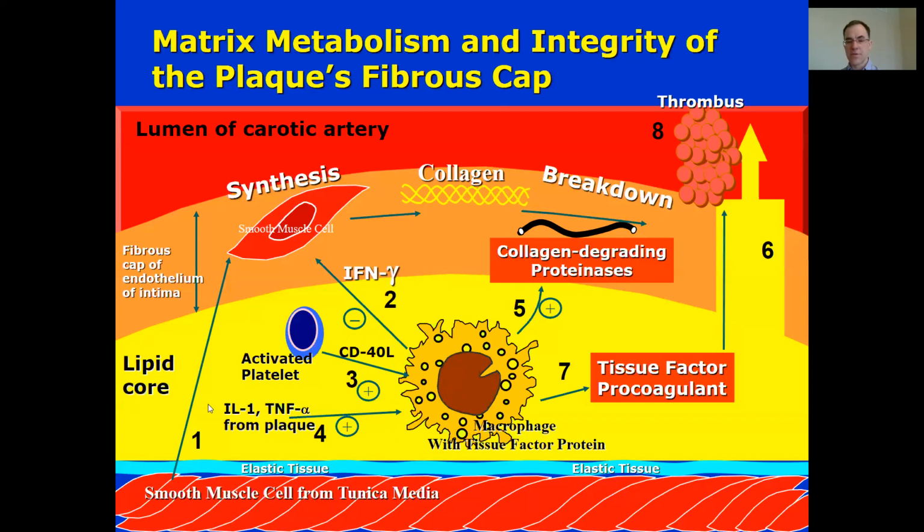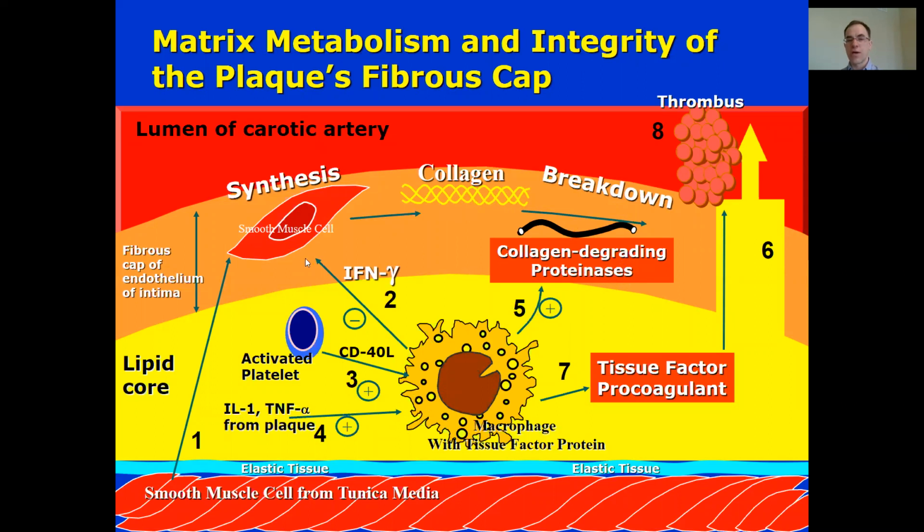At the same time, the plaque itself is also going to release cytokines IL-1 and TNF-alpha that we've talked about previously. But these cytokines are also going to upregulate, that's what the plus sign means, the macrophage to produce collagen degrading proteinases. And again, anything with an ASE on the end, indicates a breakdown of something. In this case, this collagen degrading proteinase is going to break down the remaining collagen that makes up the fibrous cap.